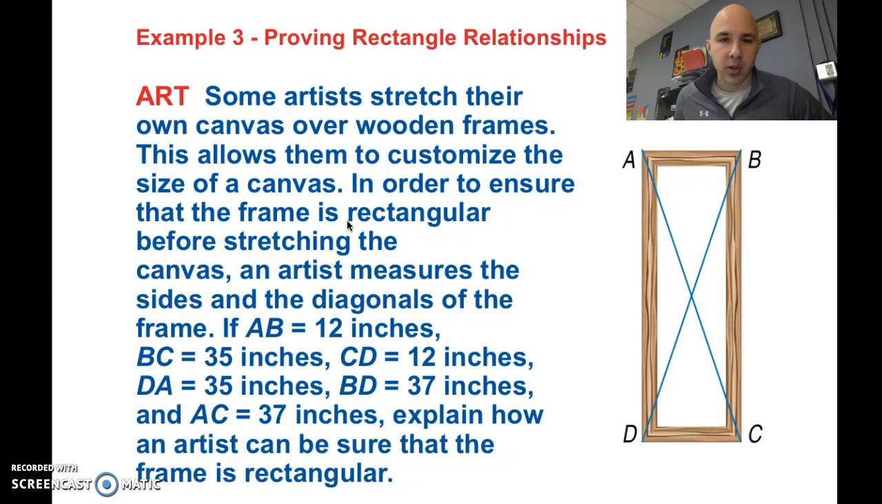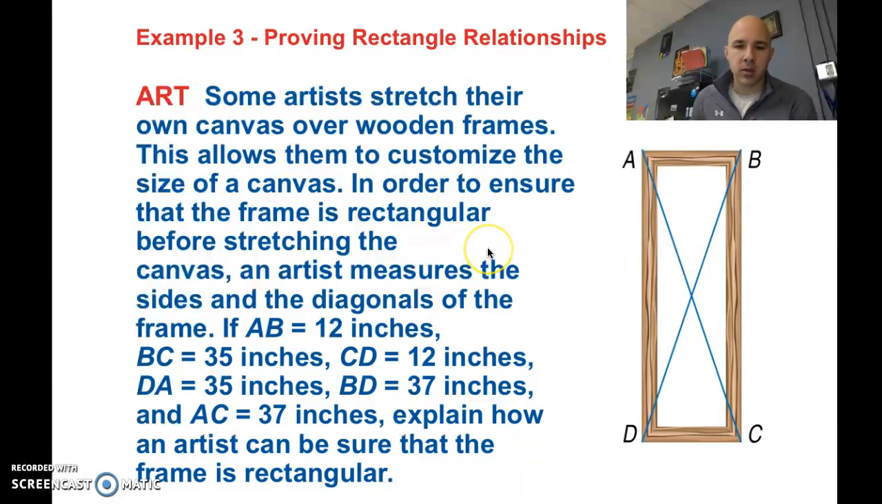Last example for benchmark 27A. It says proving rectangle relationships. In art, some artists stretch their own canvas over wooden frames. This allows them to customize the size of the canvas. To ensure that the frame is rectangular, before stretching the canvas, an artist measures the sides and the diagonals of the frame. So AB is 12, BC is 35, CD is 12, DA is 35, BD is 37, and AC is 30. Explain how an artist can be sure that the frame is rectangular.